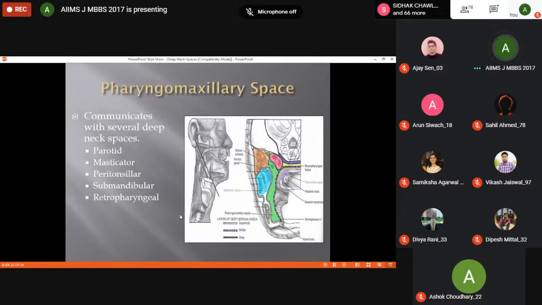This is the thing. As you can see, this green area, this is the parapharyngeal space. In front, that is known as, which is this thing?